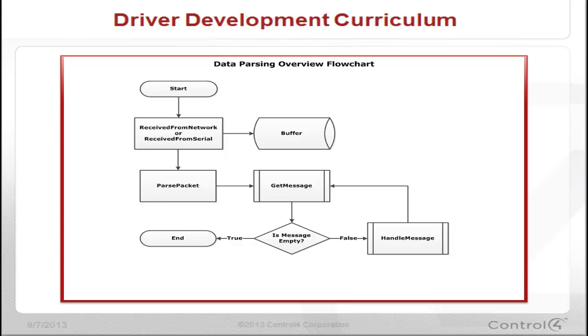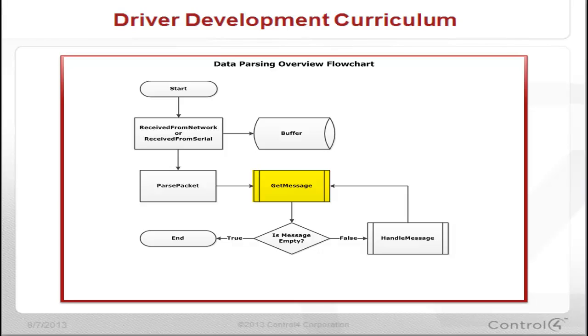To begin, let's make the assumption that the device data has been received through the Receive from Network or the Receive from Serial API. The API places the data in its original format into a global variable which serves as a buffer in our parsing operations. The data enters the buffer and is allowed to accumulate there. It then calls the parse packet function.